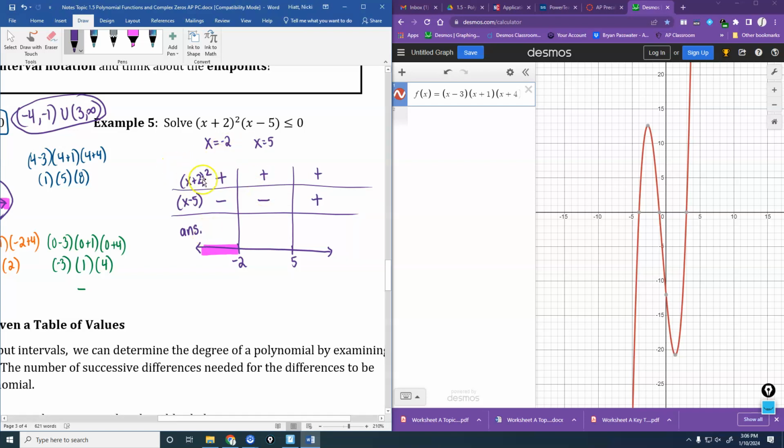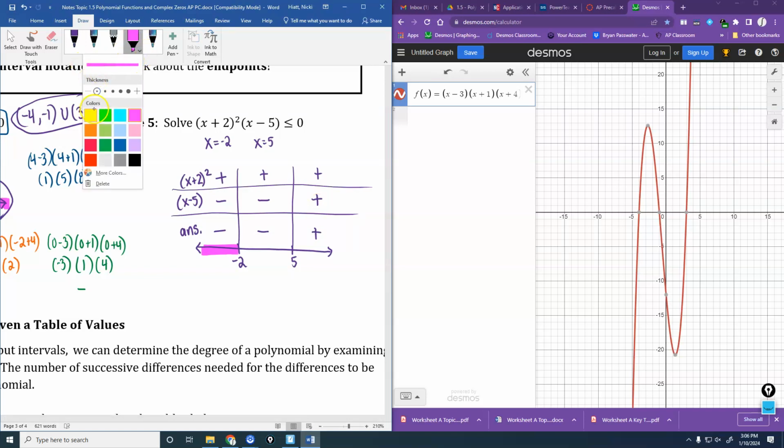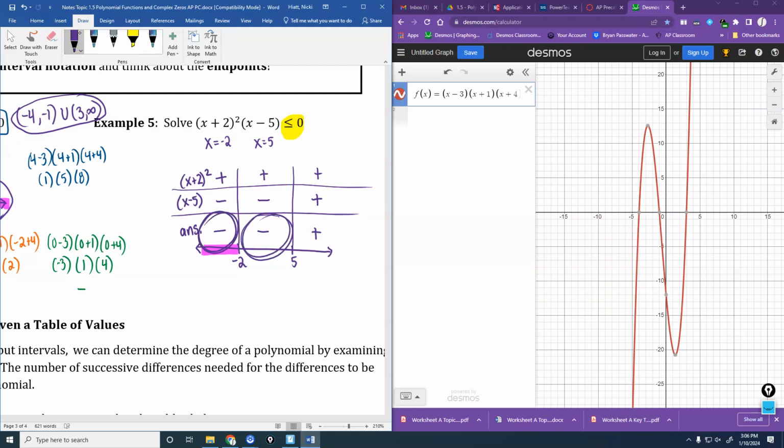So now if I look at this, for the numbers here, I've got a positive number times a negative number, which is going to give me a negative. I also have a positive number times a negative number here, which still gives me a negative. And I have a positive times a positive here, which gives me a positive. So if I look at the original problem here, I've got less than or equal to 0. So I'm looking for the sections that are negative. So on this answer line, I'm looking for negatives, this section and this section.